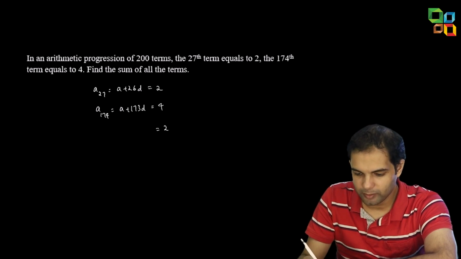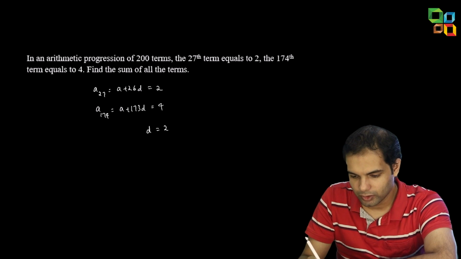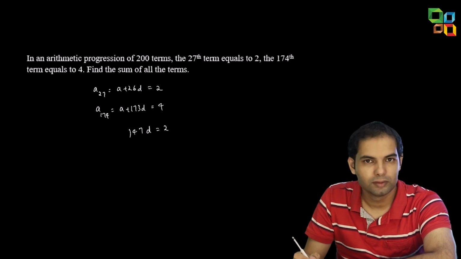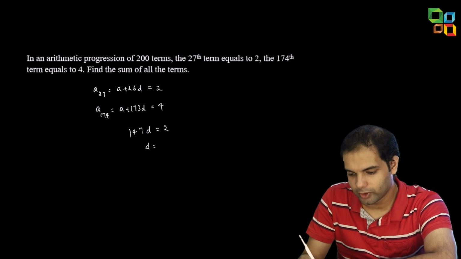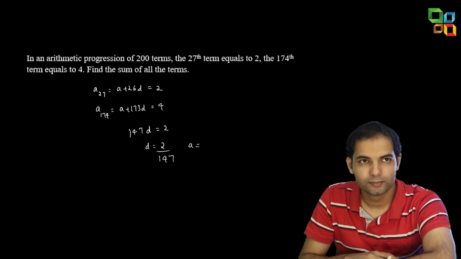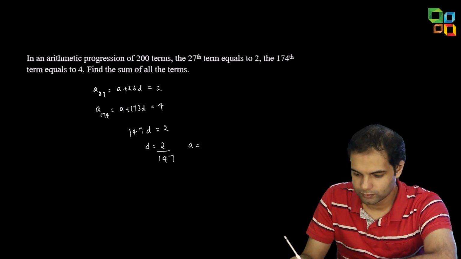So 173 minus 26 is 147, and 4 minus 2 is 2, so 147d equals 2. So d is nothing but 2 by 147. What is a? A is 242 by 147.